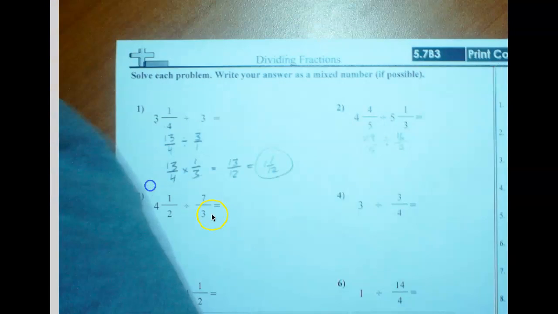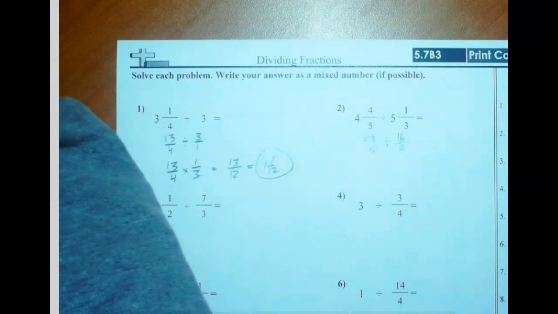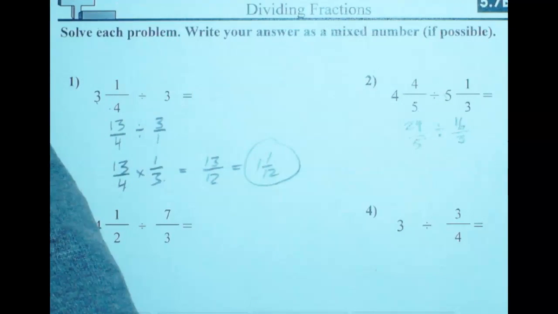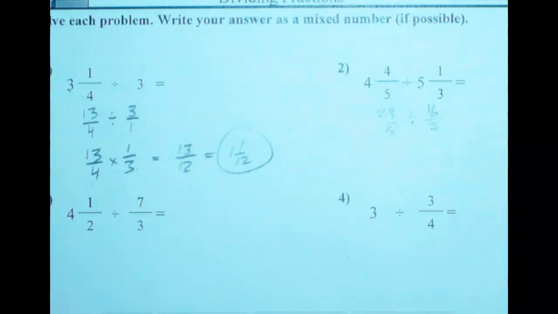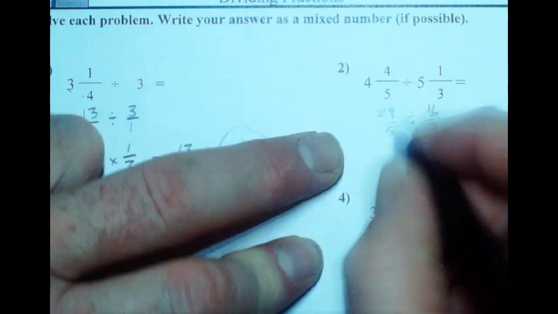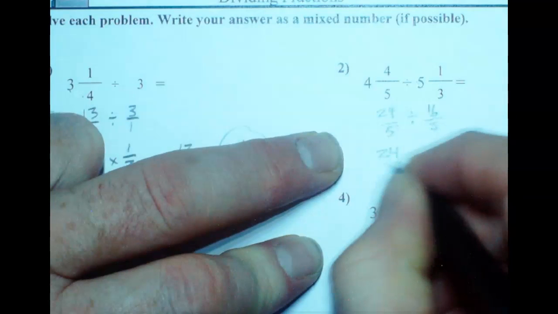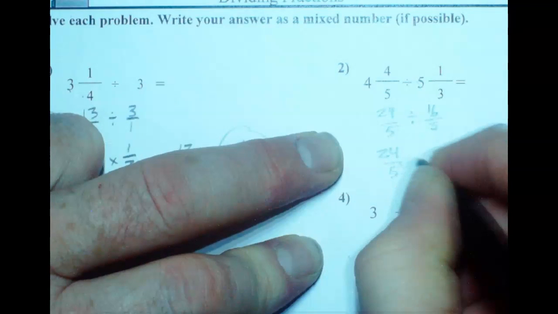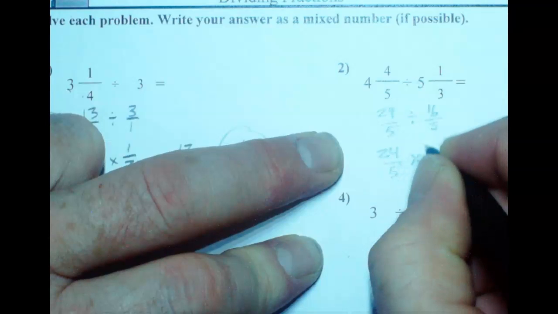Okay. Make that a little bit bigger. Sorry, went the wrong way. 16 thirds. So let's do the keep change flip on that. 24 fifths stays the same. Change the sign and we flip it upside down.